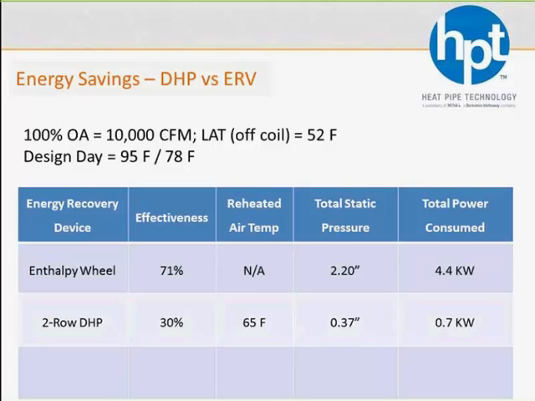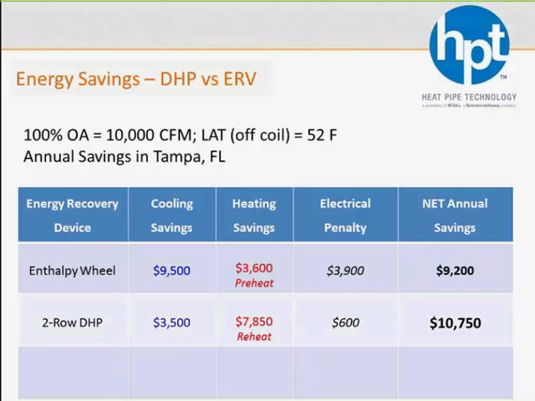But the static pressure is quite a bit less. I mean, instead of an inch on each side, we're talking not even 4/10 of an inch total between the two. So the static pressure is quite a bit less, so the fan power is going to be a lot less. We're looking at 0.7 kilowatts. So as you can imagine, the cooling savings are about a third as the wheel.